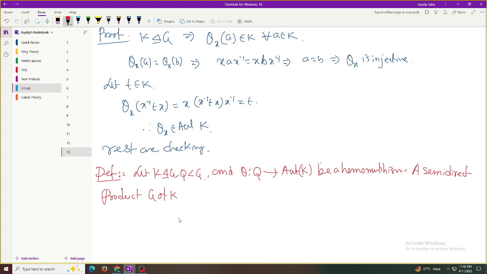Okay, a semi-direct product G of K by Q realizes theta if for all x belongs to Q and a belongs to K, x a x inverse.